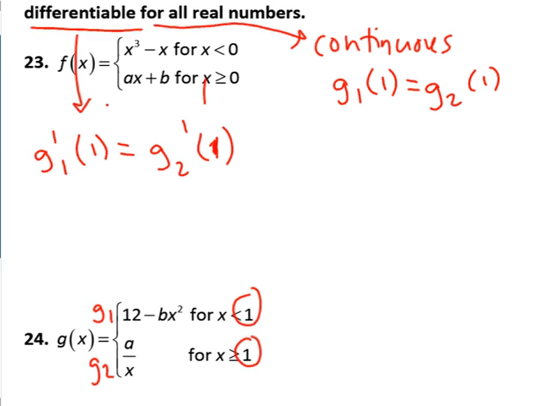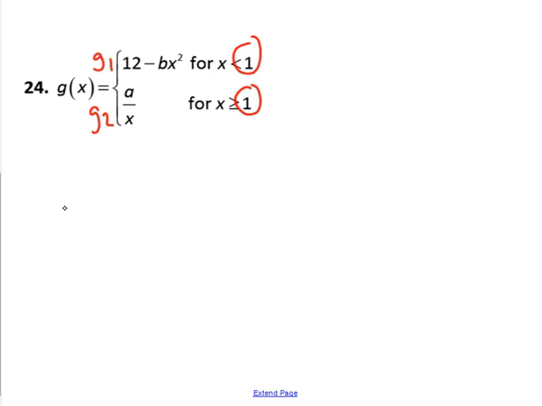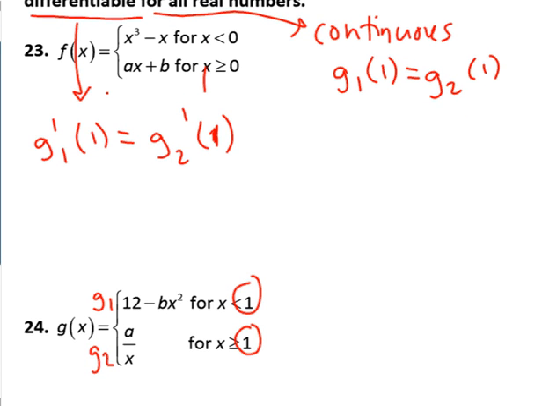Okay, so let's first look at the continuity. I'm going to say, when G1 of 1, what is that, and what is G2 of 1? All it means is I'm going to put 1 in for x and evaluate that. So I've got 12 minus b, x squared is just 1, and that equals a over 1, or just a. That's one of my system of equations.